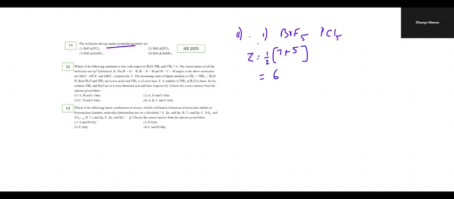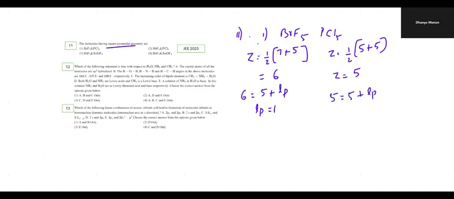And for PCl5, Z value is half of 5 plus the number of monovalent atoms. So Z is equal to 5. Right. Now coming to the lone pair, 6 is equal to 5 bonds formed plus lone pair, so lone pair is 1. For PCl5, 5 bonds are formed. We are using the formula Z is equal to lone pair plus bond pair, so lone pair is equal to 0 over here.